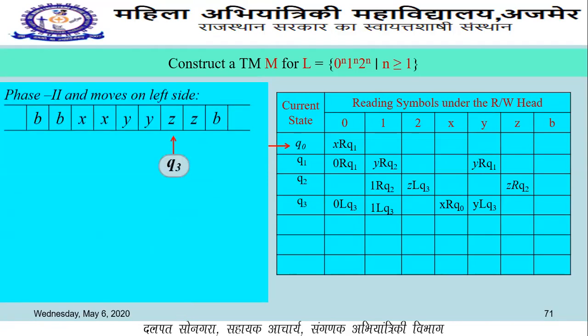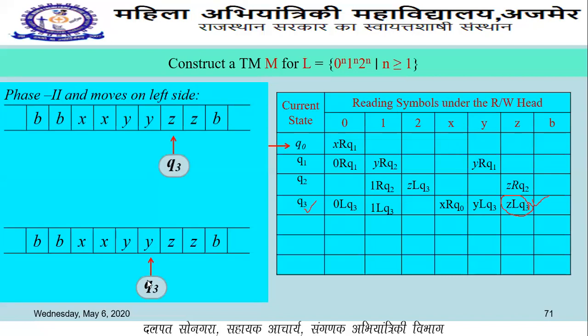So this z is replaced by z and we move to the left hand side. For that we write a transition function at state q3, because this is the first occurrence where we read z at q3, so we write this transition function because this is just to pass. After applying this transition function at this instantaneous description, we move to the next situation like this. For this we already have a transition function: y is replaced by y and we take the left hand side turn.